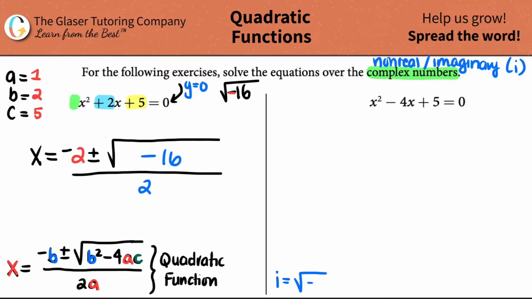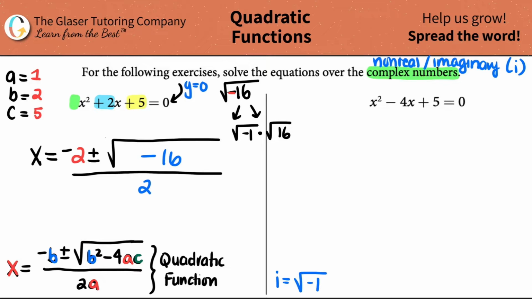And I just realized that I didn't put a number here, or maybe I accidentally got rid of it. But this is always the square root of negative 1. So what we're going to do is separate the square root into negative and positive components. Remember, this is just the same as saying the square root of negative 1 times the square root of 16, right? Negative 1 times 16 is negative 16.